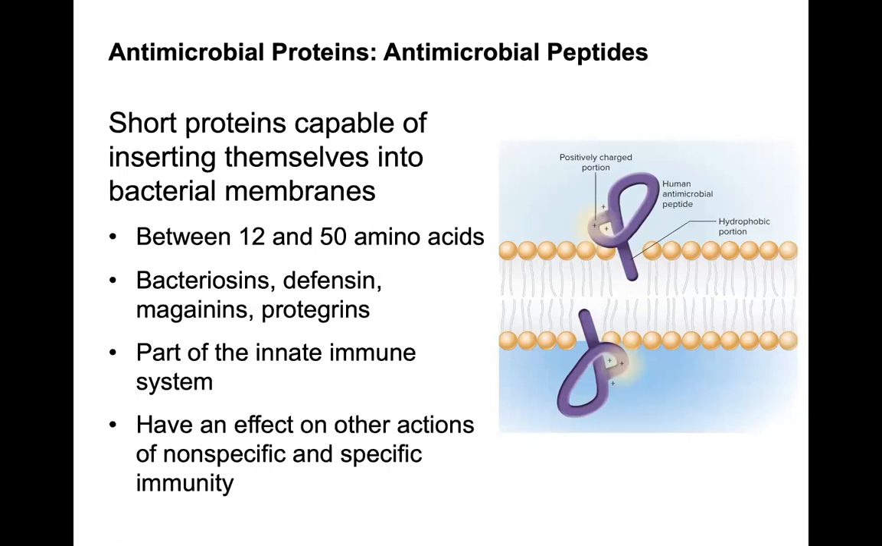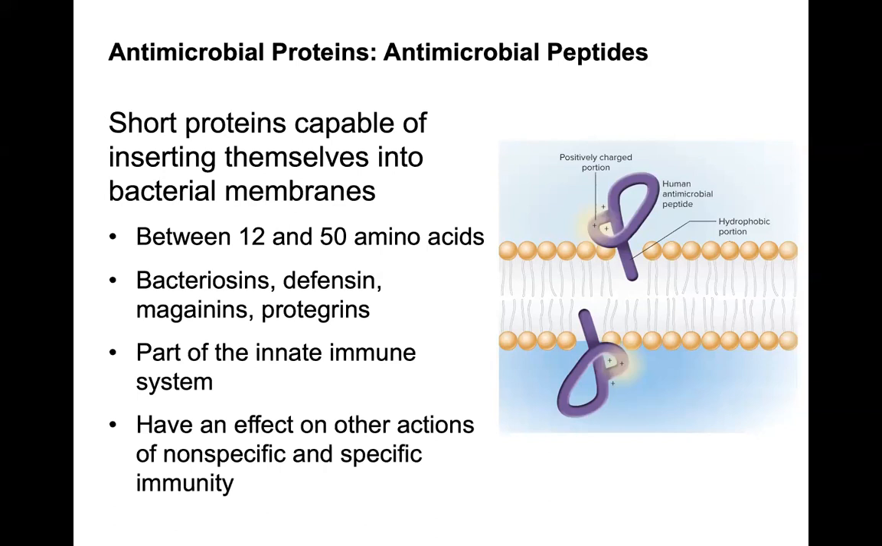Then, besides complement and interferon, we have what are just called antimicrobial peptides and proteins. These are short proteins that are capable of inserting themselves into bacterial membranes. They're typically between 12 and 50 amino acids in size. These include bacteriocins, defensins, and protegrins, and they are all part of the innate immune system. They have an effect on other actions of non-specific and specific immunity.